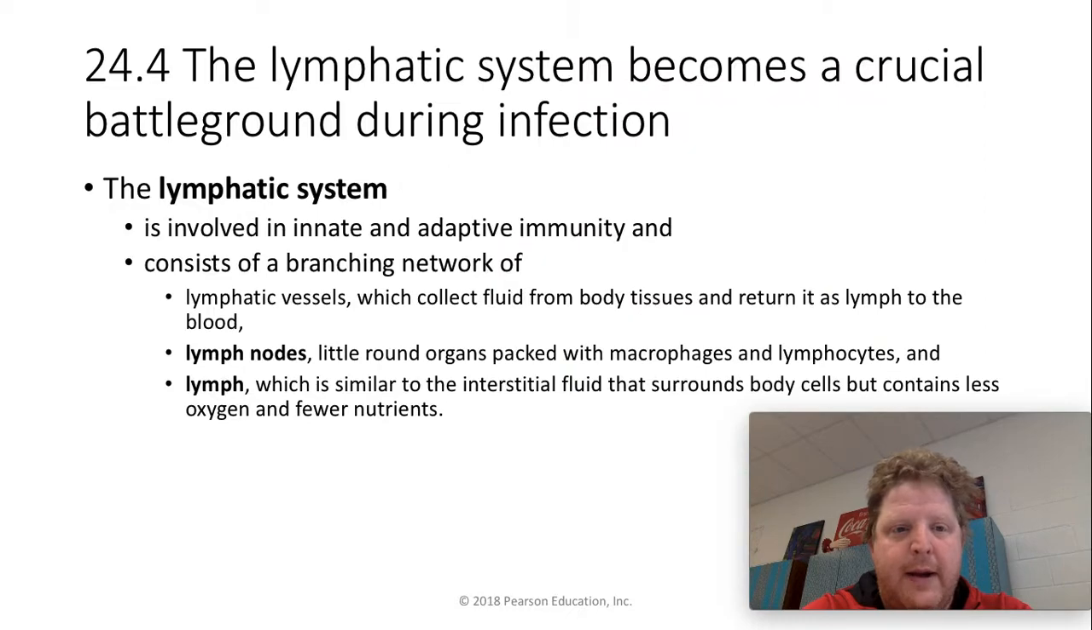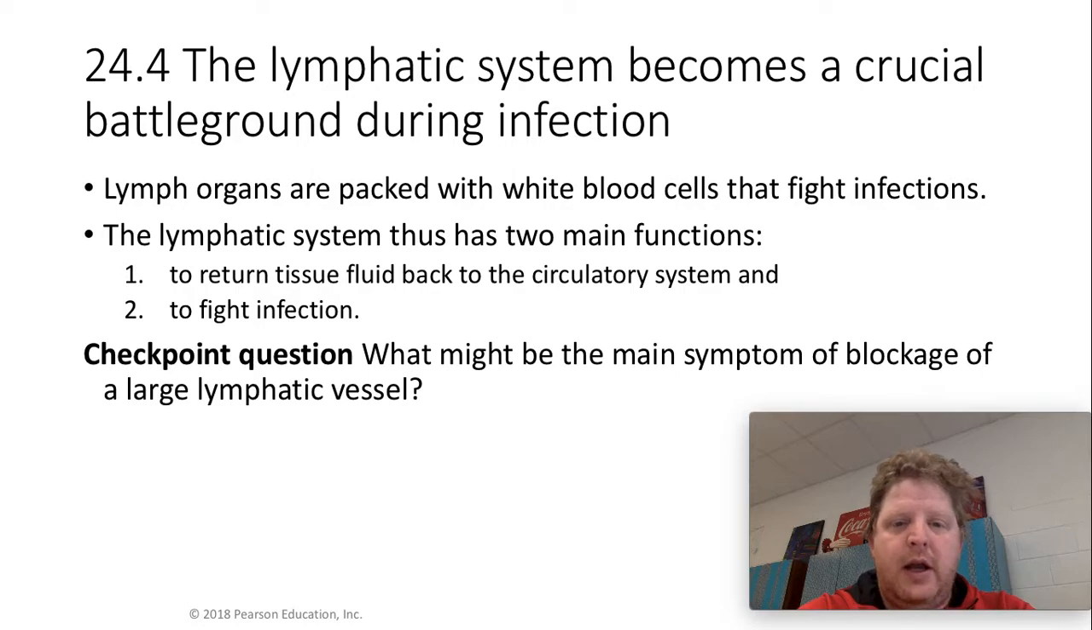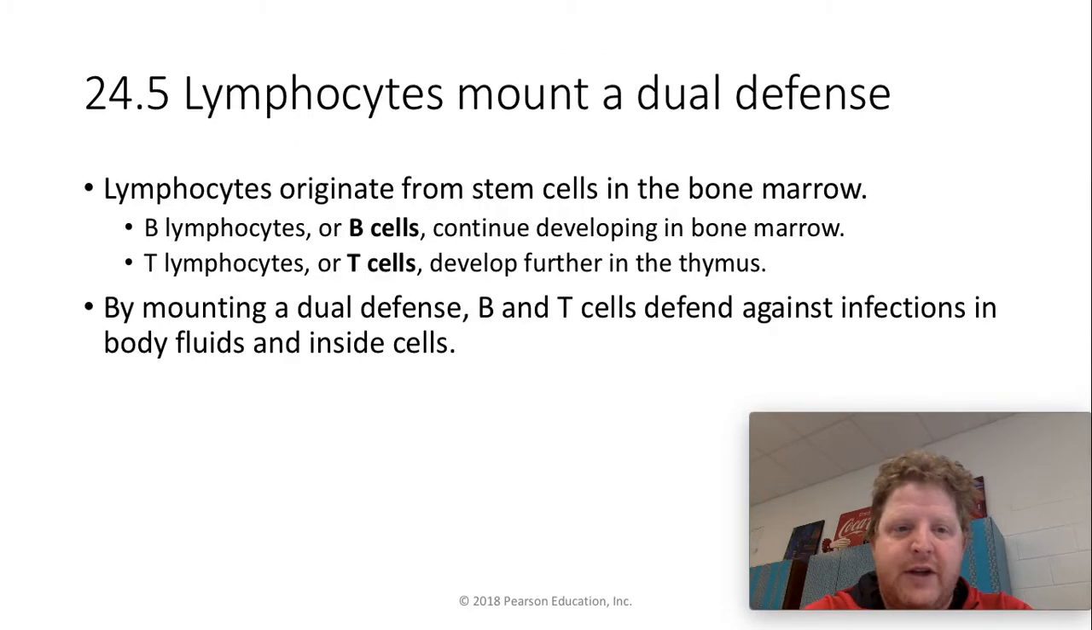It's just more complicated. Lymphatic system. I need you to be able to list for me the 3 things: lymphatic vessels, nodes, and lymph. Please tell me the definitions of those things. In other words, what's going on. Okay. The 2 main functions of the lymphatic system: return tissue back to the circulatory system and fight infection.